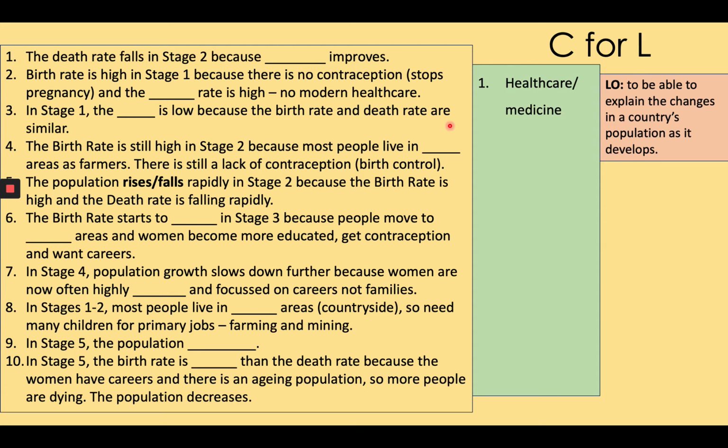Number 2, birth rate is high in stage 1 because there is no contraception, which stops pregnancy, and the death rate is also high because there's no modern healthcare. Number 3, the population is low in stage 1 because the birth rate and death rate are similar. So very few people are added to the population every year.